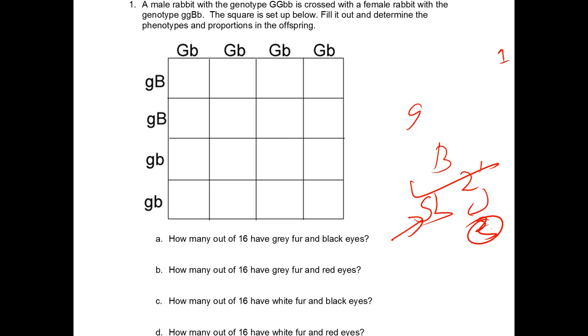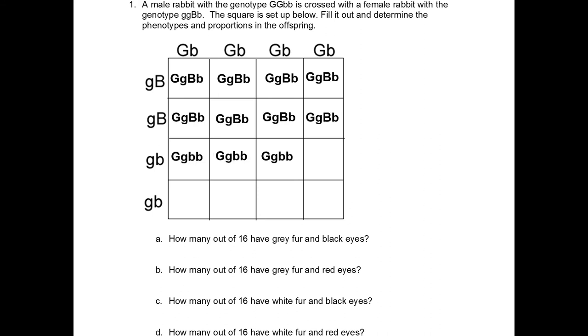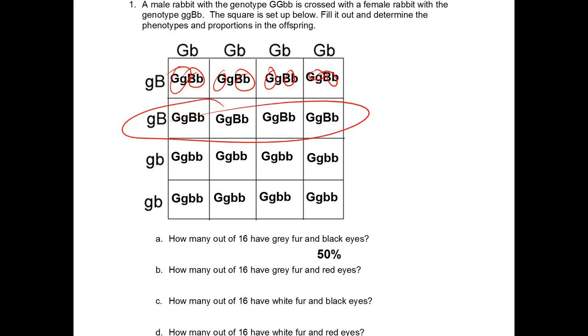Once you set up your Punnett square with your gametes, you produce your baby rabbits. How many out of the 16 are going to have gray fur and black eyes? 50%. Gray fur, black eyes, and this is exactly the same throughout. So 8 out of the 16 boxes are for gray fur and black eyes.